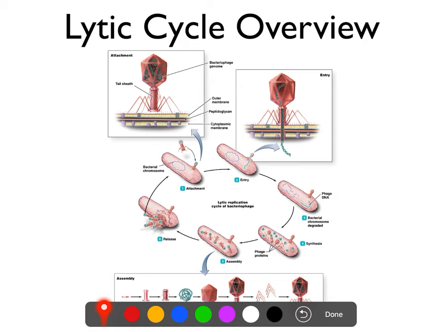So that's the lytic cycle, all right? It's pretty straightforward. Attachment, you stick. Entry, you bore a hole, you shoot the genome in. Synthesis and replication, you're going to make viral proteins, destroy the bacterial chromosome, and then replicate the viral chromosome. Assembly, you stick the viruses together, and then release, you burst open the cell, releasing the viruses to go infect more cells. That is how the lytic cycle do. And virulent phages can only do the lytic cycle.